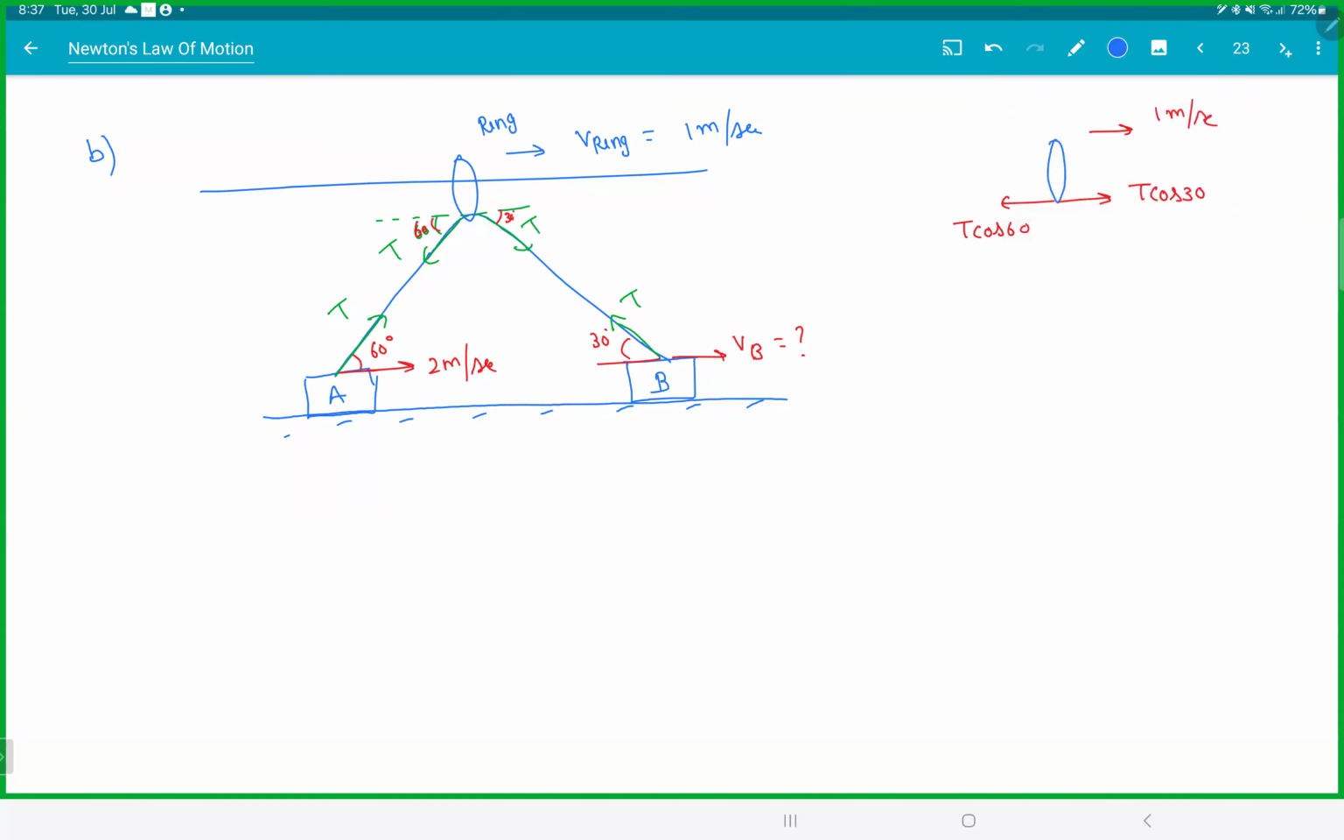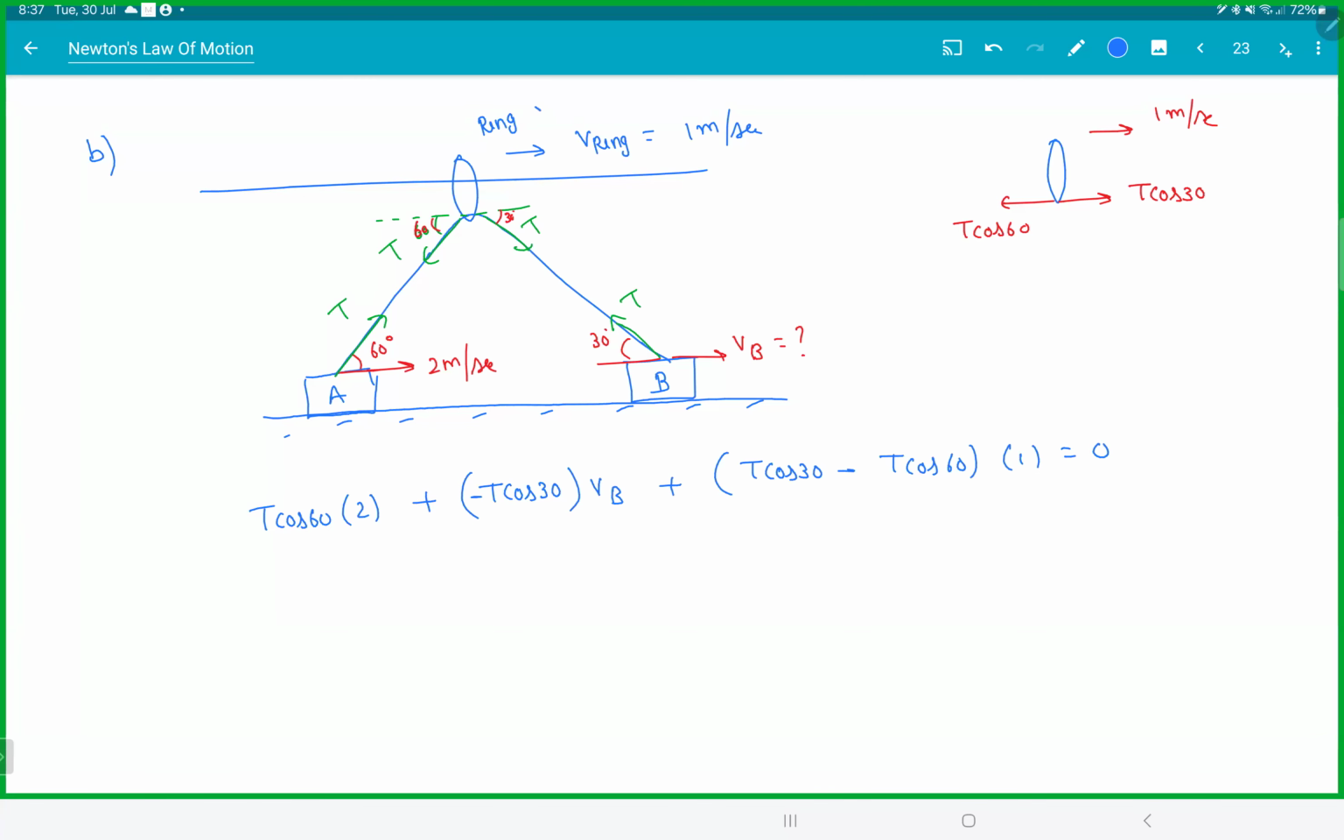So for the total power for A, it is T cos 60 into 2. That would be T cos 30 minus sign because it is backward into VB. And for the ring, it will be T cos 30 minus T cos 60 into V ring, which is 1. Are you getting the use of these components?